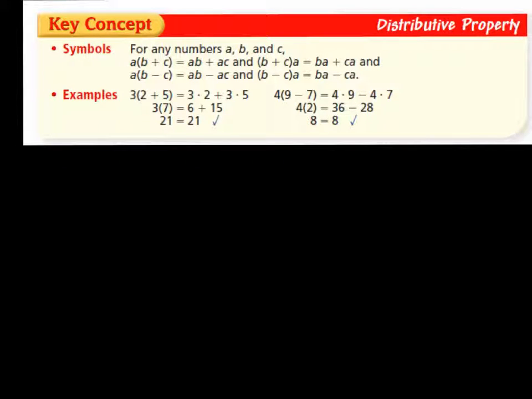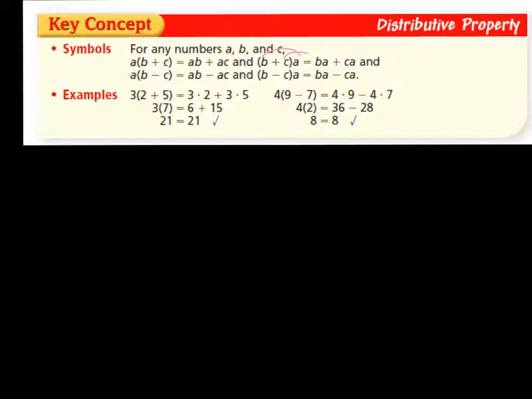The distributive property says that for any numbers a, b, and c, a times (b plus c) equals a times b plus a times c. Or we could switch the order: (b plus c) times a equals b times a plus c times a. And they did the same thing with numbers here.